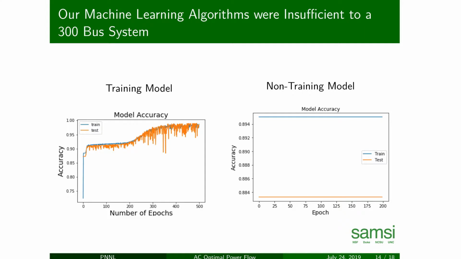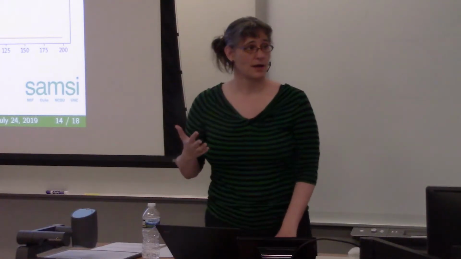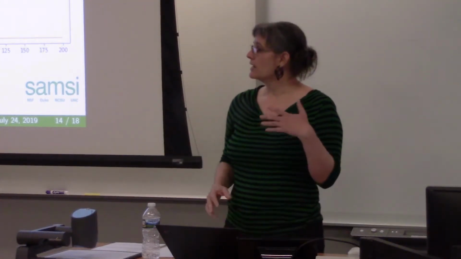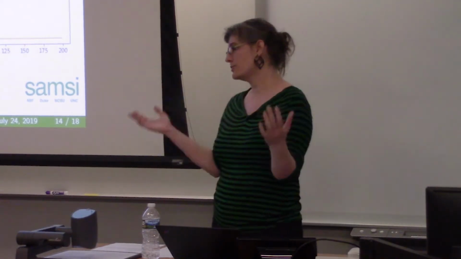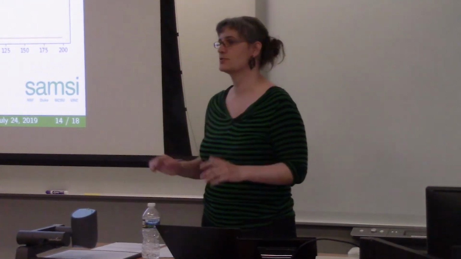The left-hand side graph is the 30 bus system graph that I showed you earlier, and the right-hand side is what we were getting for the 300 bus. It indicates that there's just no training or no learning going on in the system. We tried lots of different data sets. We tried lots of different types of data. We fluctuated the data more. We did all sorts of different things.